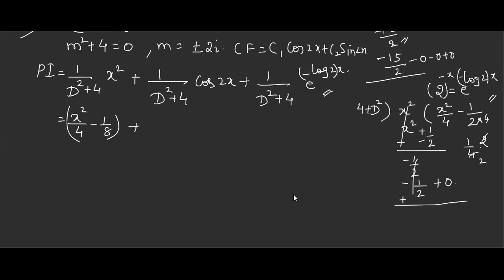Cos 2x. Second case. So we replace d square by minus 4 here, right? If we replace, it is going to become 0. So what to do? Differentiate and multiply by x. Yes, multiply by x and differentiate. What is the derivative of the denominator? 2d. Yes. So this is x by 2.